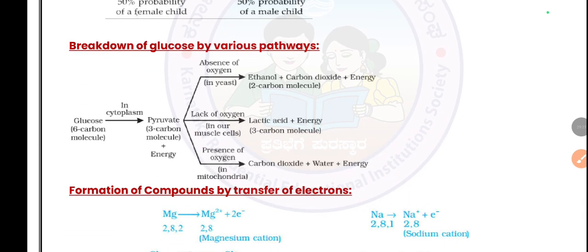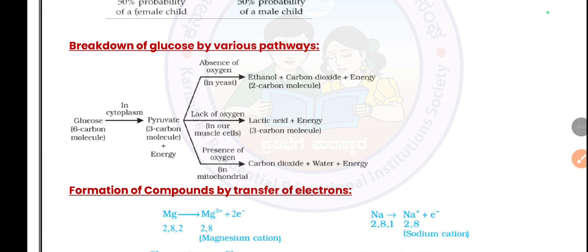Breakdown of glucose by various pathways. Okay, glucose is a 6 carbon atom molecule in the cytoplasm. It undergoes a reaction and is converted into pyruvate, a 3 carbon atom molecule, plus energy. Then this pyruvate, in the absence of oxygen in yeast, gives ethanol and carbon dioxide, a 2 carbon molecule, and a lesser amount of energy is released. Lack of oxygen in our muscle cells gives lactic acid and energy.